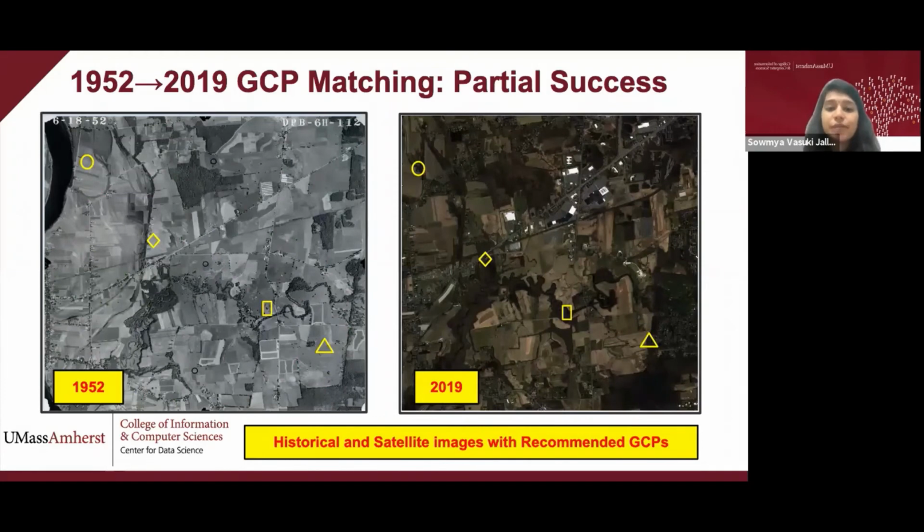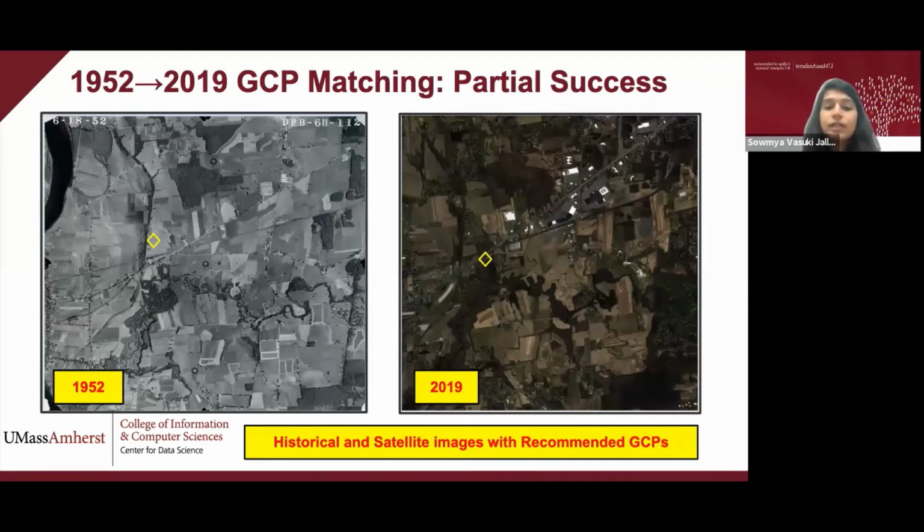Consider the example shown here. Let's focus on the GCP recommendation illustrated by the diamond shape. Both the diamonds should ideally be placed on the road intersection. We can observe that in the 2019 image, the diamond is placed correctly on the road intersection of the two roads, but in the 1952 image, it is placed to the left and above. A human analyst could quickly inspect these points and adjust them to match the same location.